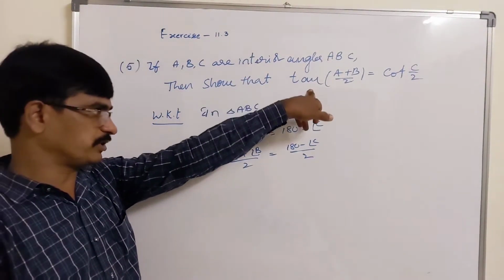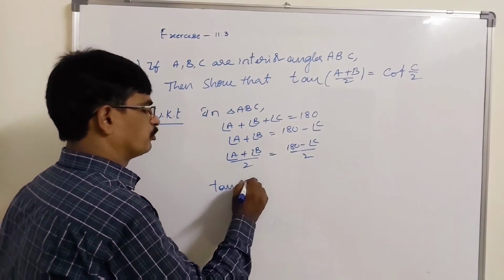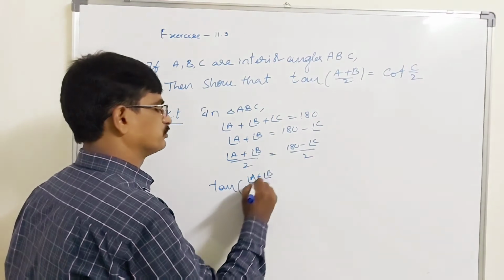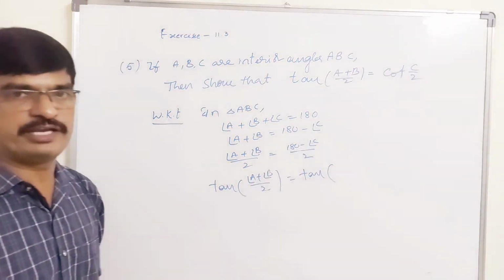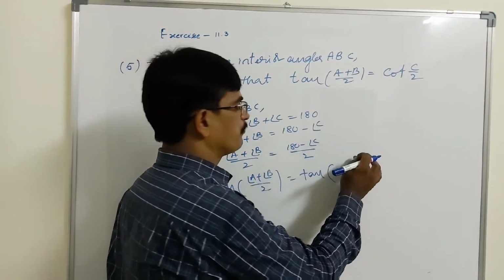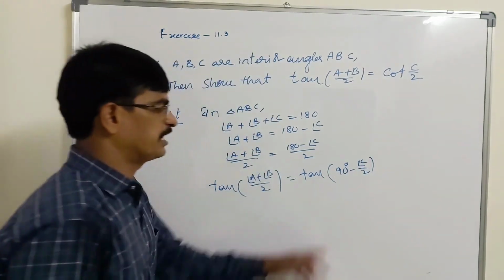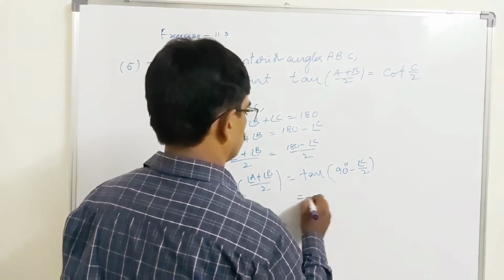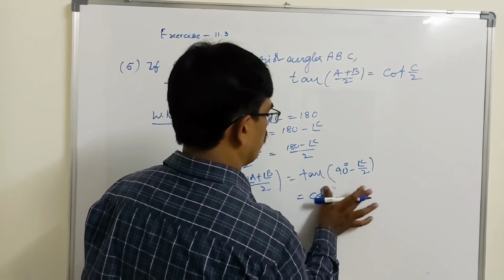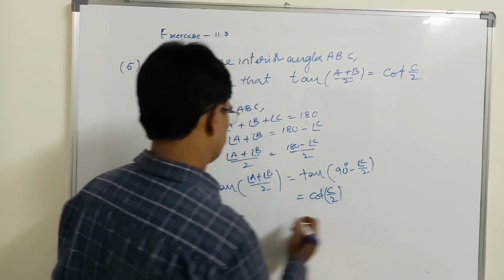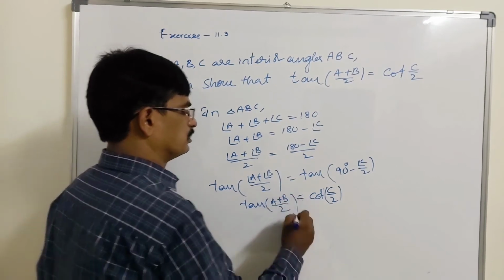Here in the question the LHS part is tan of (A plus B) by 2, hence apply tan on both sides, then tan of (A plus B) by 2 is equal to tan of (180 minus C) by 2, which means half of 180 and half of C, that is 90 degrees minus C by 2. But tan of 90 minus theta is cot theta, that is cot C by 2. Simply we can write cot C by 2. This we can write as tan of (A plus B) by 2. So hence proved.